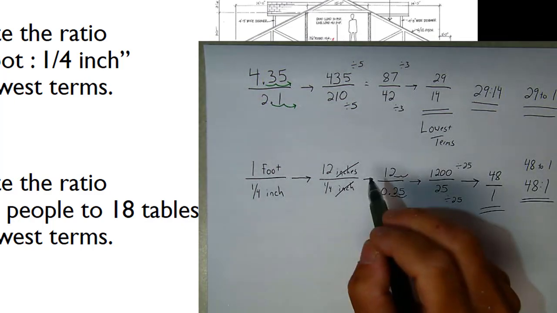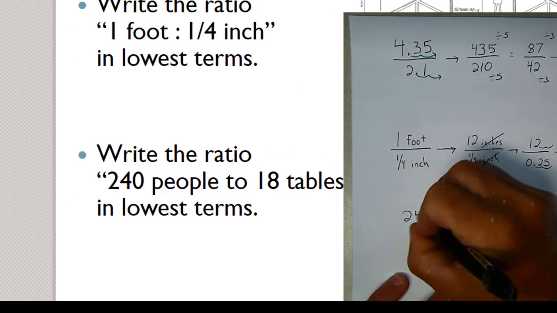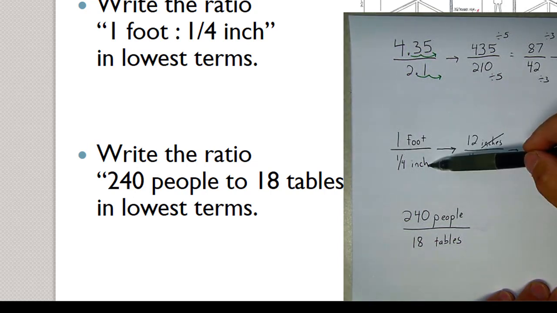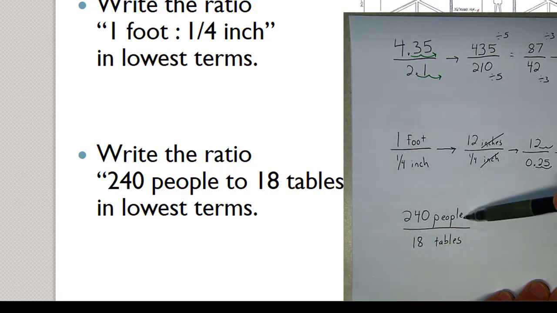And let's do one more. 240 people to 18 tables. Now, we can't make these units match. Up here we had feet and inches. We could change feet to inches and make them match, but here we can't. You can't convert between people and tables, so the units are just going to stay on there.